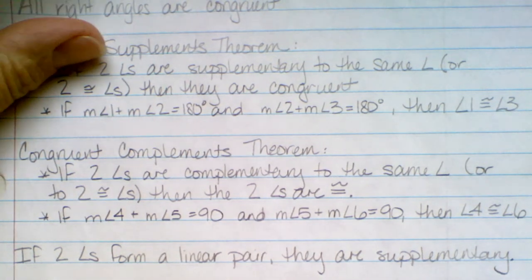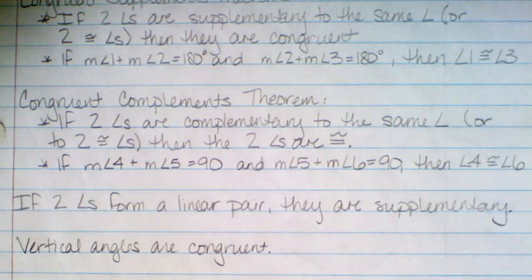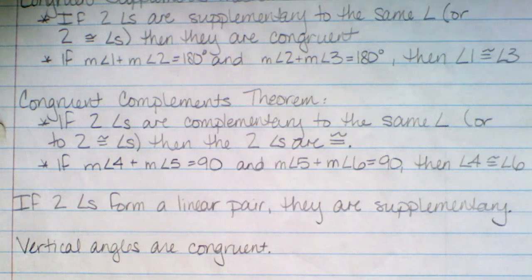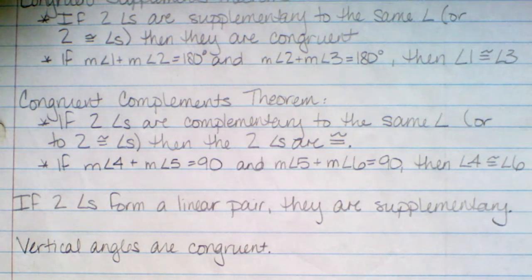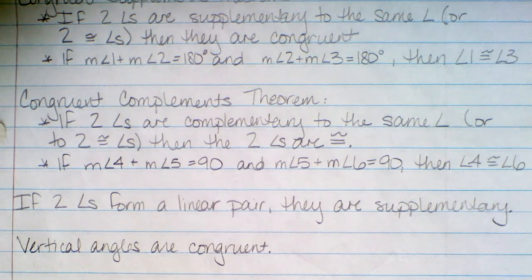The other is that vertical angles are congruent to each other. We talked about that as well. Angles that are on opposite sides of a vertex are congruent.